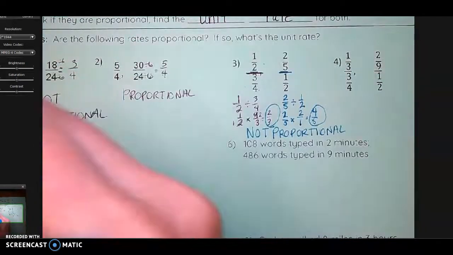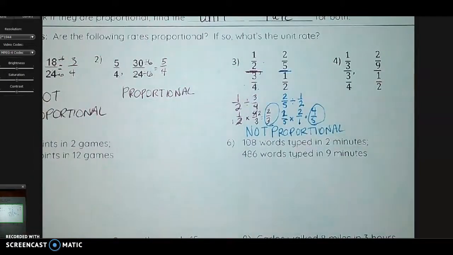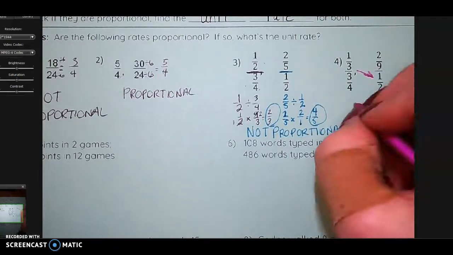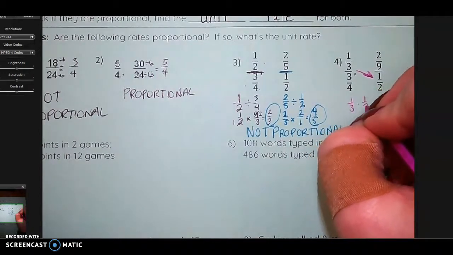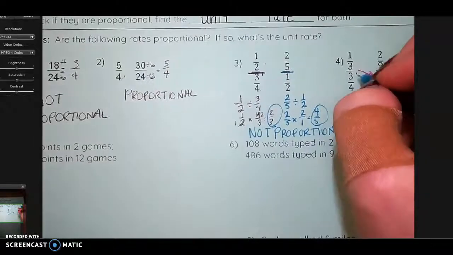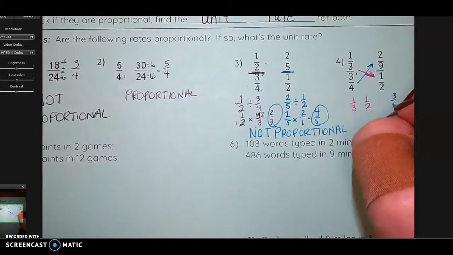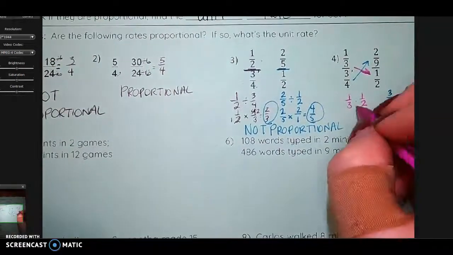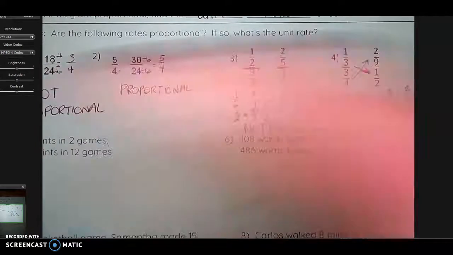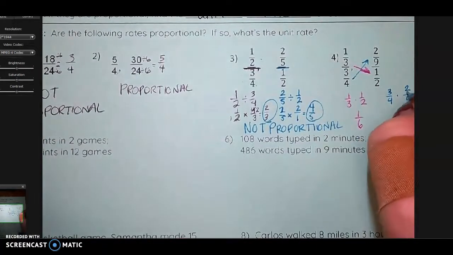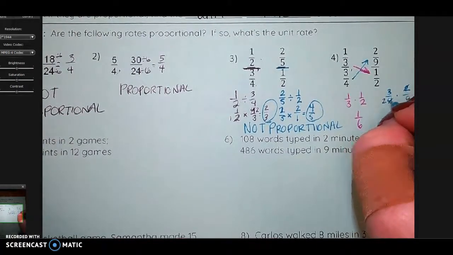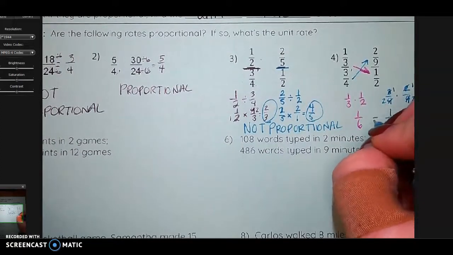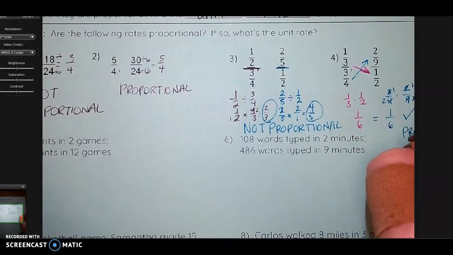This one right here, another way I can do this is I can cross multiply. When I do this, I get 1/6 here. And when I do this, I get 1/6 here. And since they're equal to each other, then it is indeed proportional.